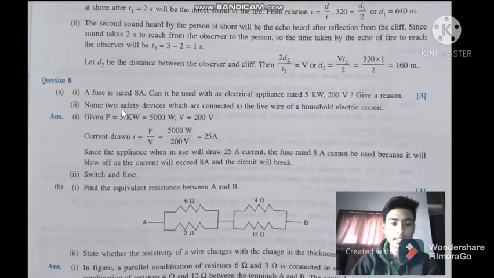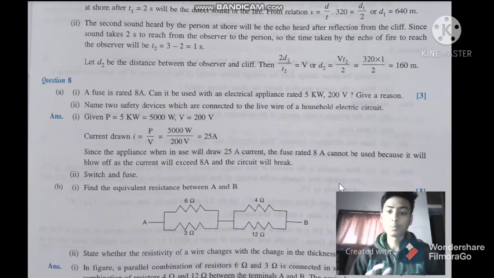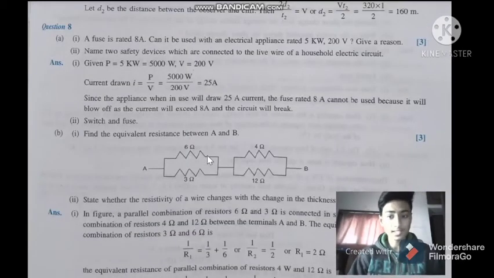Next, question 8. A part is given. A fuse is rated 8 amperes. Can it be used with an electrical appliance rated 5 kilowatt and 200 volt? Give a reason why. For these types of questions, you need to use the formula P equals IV, where I, the current drawn, is 25 ampere. Now, if we put an appliance drawing 25 ampere with a safety device of 8 ampere, the system is going to blow off and there will be short circuiting and chances of fatal electric shock. So ultimately it's a loss for the customer who buys it. So you need to be very good in domestic circuits for these sums.